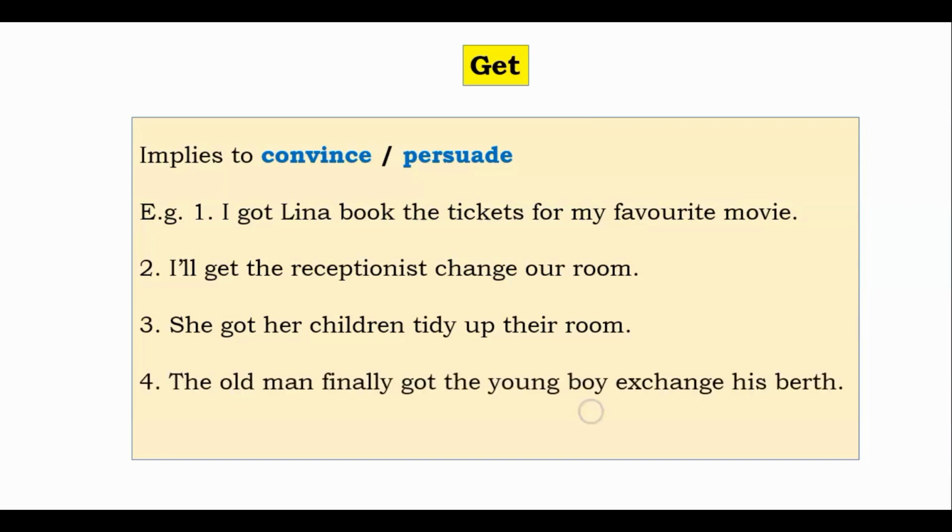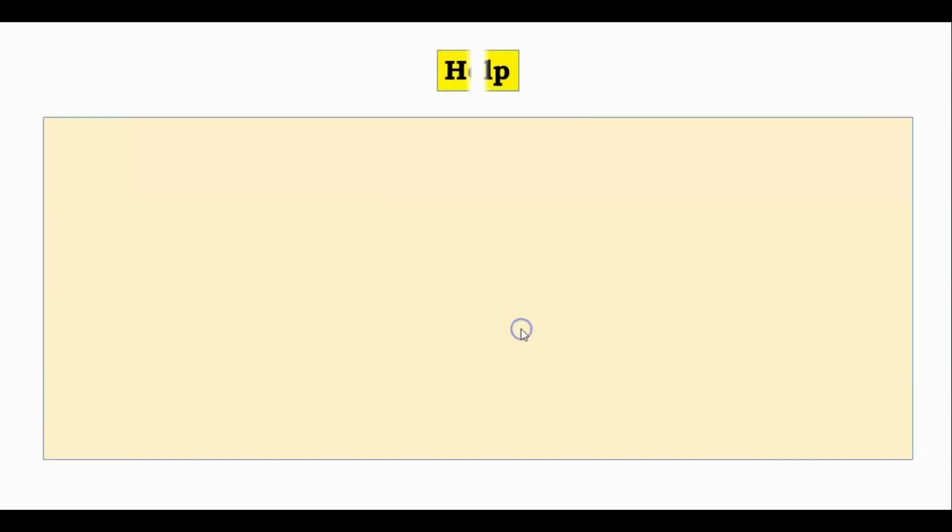Okay. Last example, the old man finally got the young boy exchange his berth. The old man finally got the young boy exchange his berth on the train, it seems. Okay, the old man might have a problem in going to upper berth. Okay, he might have successfully persuaded the young man who has a lower berth to exchange with him. Okay, he got the young boy, in the sense he was able to convince the young boy to exchange his berth. And next one is help.